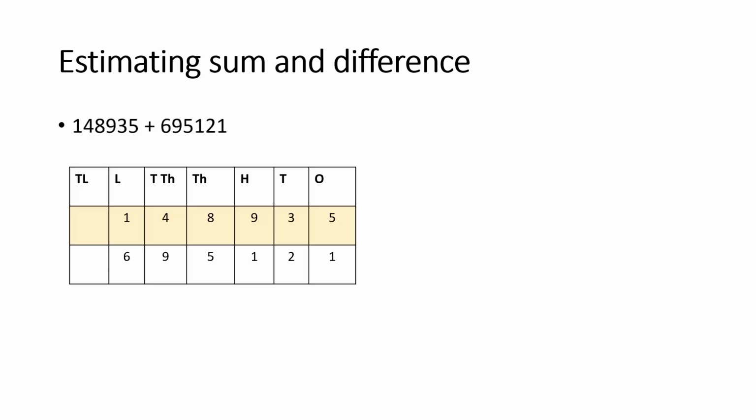So it is our example. Here are two numbers and we have to estimate the sum, because here is the sign of addition. Now these numbers are 1,48,935 and 6,95,121. I have written these numbers in a place value chart. Now we can easily find which number is smaller. Yes, this number, but both numbers go up to the lakh place. So it means we have to round off to the nearest lakh in both numbers.